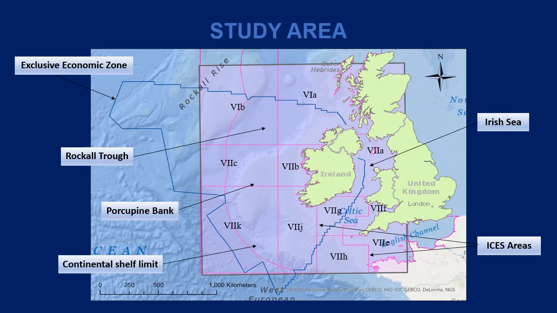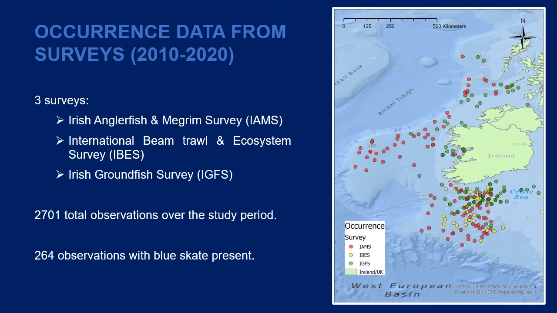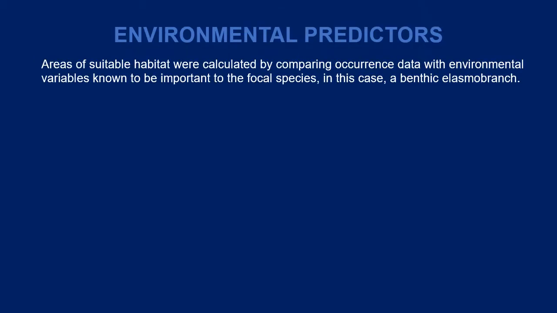The study area incorporated a large amount of Ireland's exclusive economic zone, the continental shelf extending west of Ireland, the Rockall Trough, and the Irish Sea. The current data for blue skate covered the last decade, with data collected from these three trawl survey designs. Of the 2,701 total observations, only 264 recorded blue skate presence.